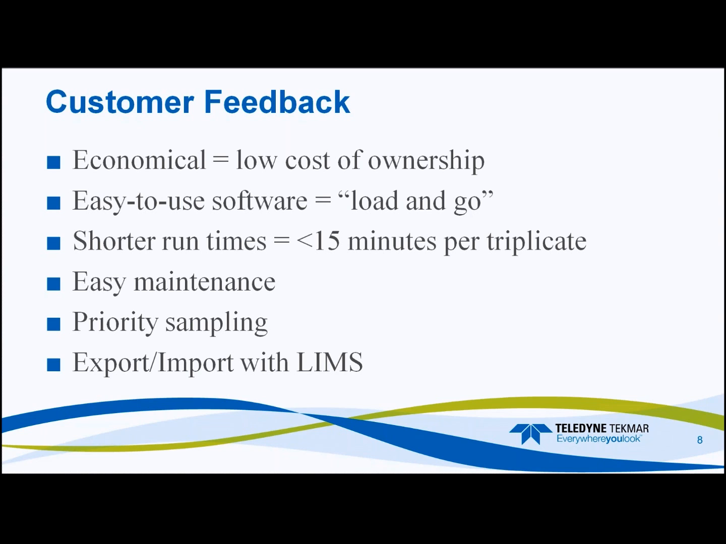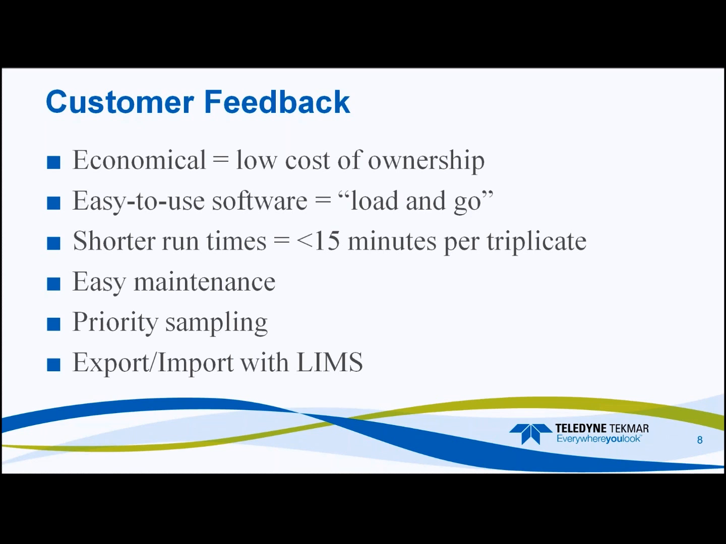We needed the software to be load and go. Put the samples on, save your schedule, press start. We definitely wanted the runtime shorter. It needed to be between 13 to 15 minutes per triplicate. Maintenance, as we know with combustion, you are still going to have some type of maintenance. You're going to have to change a combustion tube every 3 to 6 months, depending upon the type of samples that you're running. If you're running fairly clean samples, you may get a year out of a combustion tube and maybe even get a year out of a calibration.